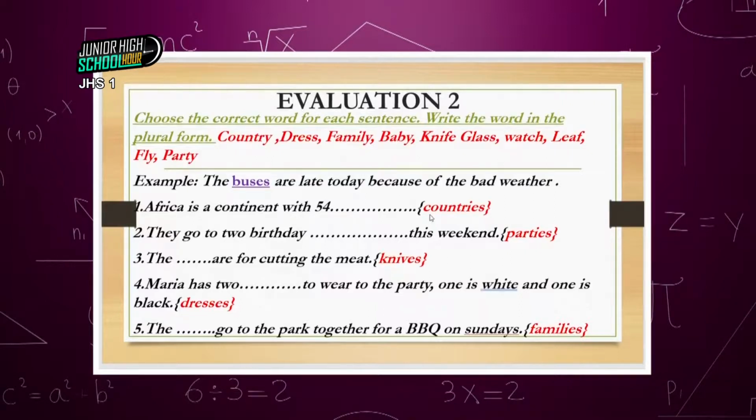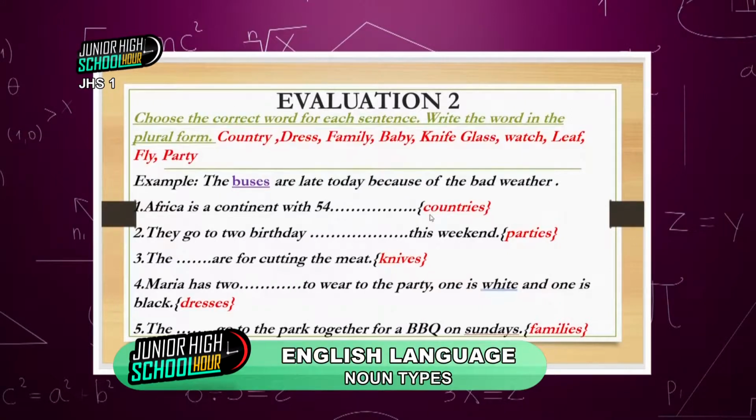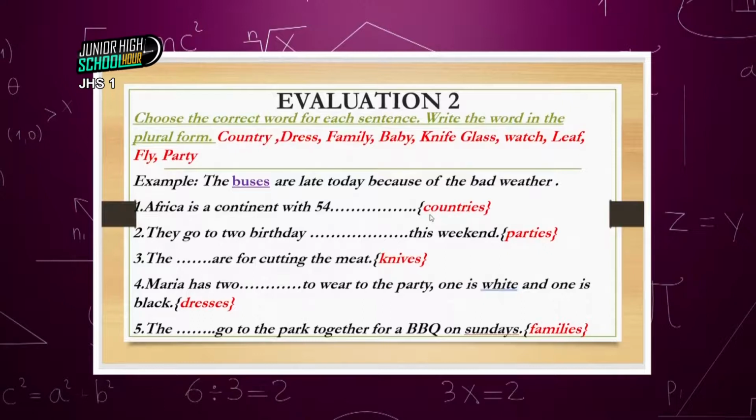There's another exercise for you, and I hope you know. Number 4, Maria has 2 dash to wear to the party. One is white and one is black. And I have my answer here as dresses. So which one are you going to pick up there? Which one is the wrong one? And then the 5th one, the dash go to the park together for a barbecue on Sundays. And my correct answer is families. So looking up there, which one will be in the space that we look for the correct answer?